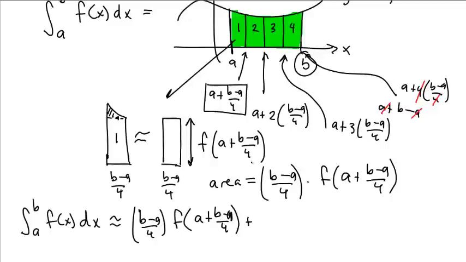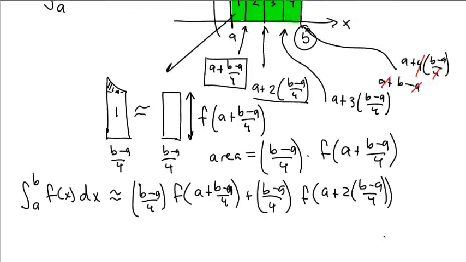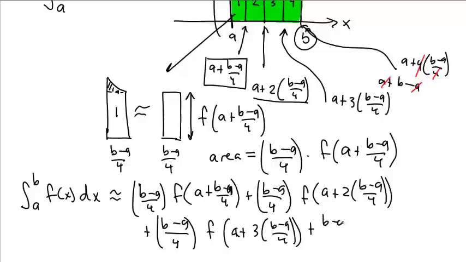Plus the second one. The second one has the same width, b minus a over 4. And now I plug in this endpoint to get this area in here. I plug in the right endpoint, which would be plugging in f of a plus 2 times b minus a over 4. And then piece number 3 is going to be b minus a over 4 times f of a plus 3 times b minus a over 4. And then the last one is b minus a over 4 times f of a plus 4 times b minus a over 4.